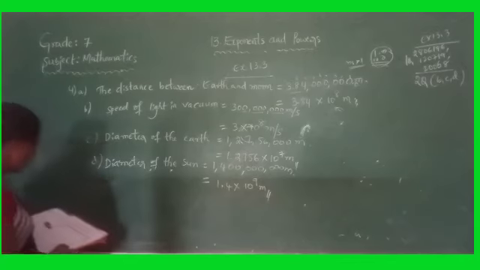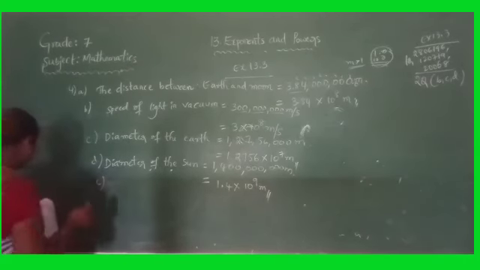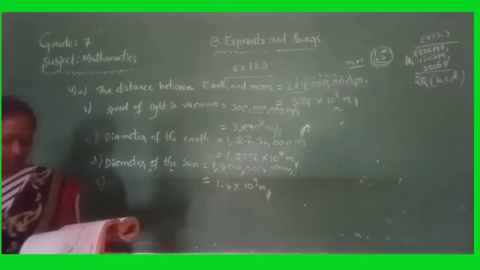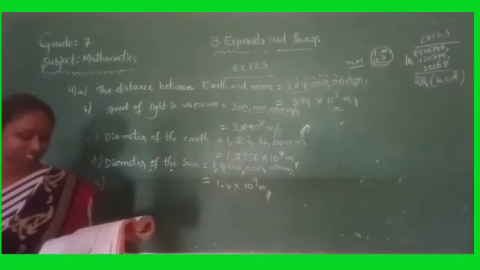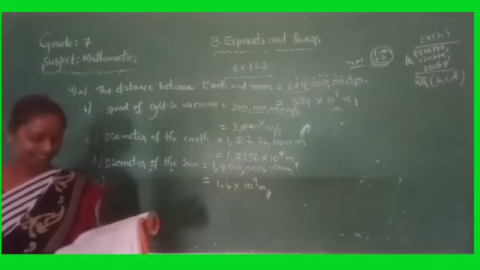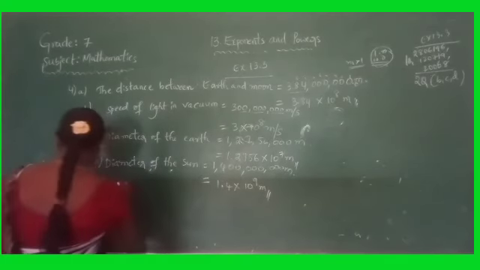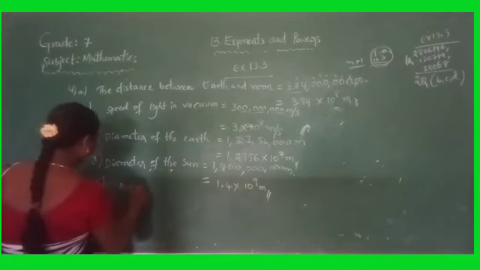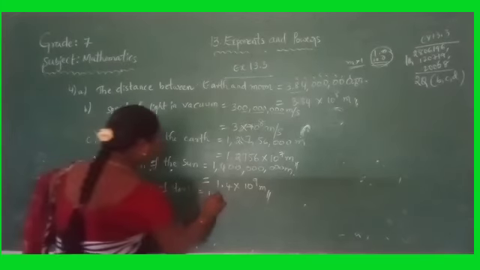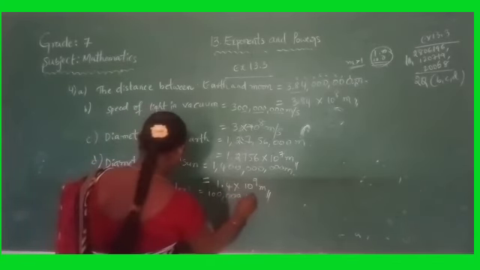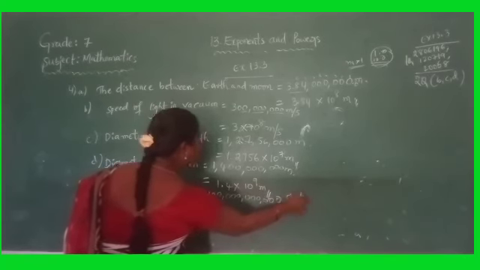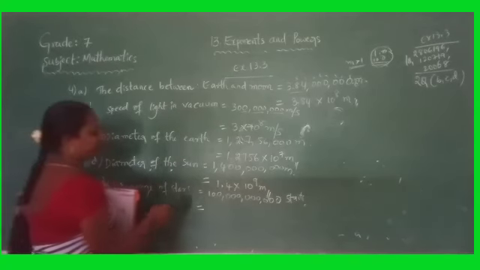Okay, so similarly, see E problem. In a galaxy, there are on an average 100,000,000,000 stars. That many stars are there. So we have to show the stars in the standard form. So what is given? The average number of stars in a galaxy is 100,000,000,000 stars. Okay, so we have to write these stars in the expanded form.